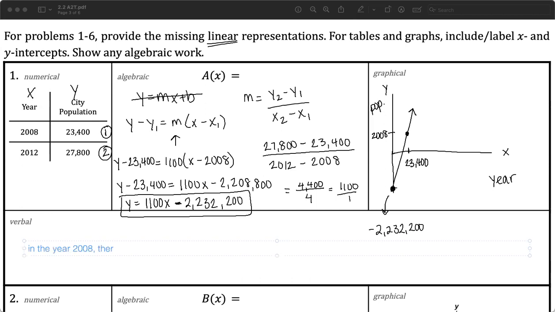The verbal piece in here, I would probably say, would be somewhere along the lines of in the year 2008, there are 23,400 people living in the city. The population grows at a rate of 1,100 people per year. Something along those lines would be kind of like where we are with this information.